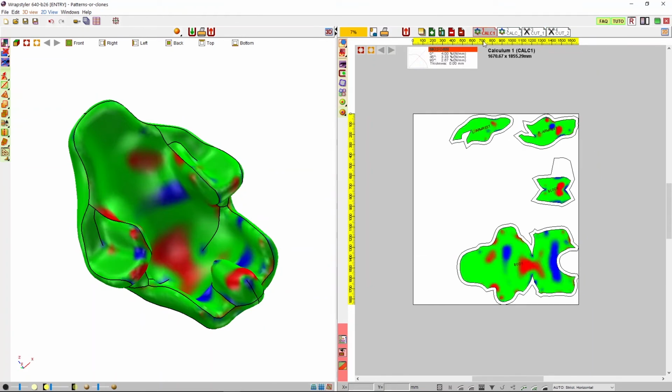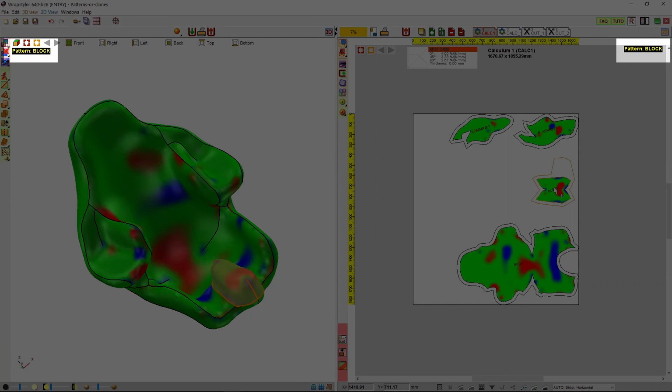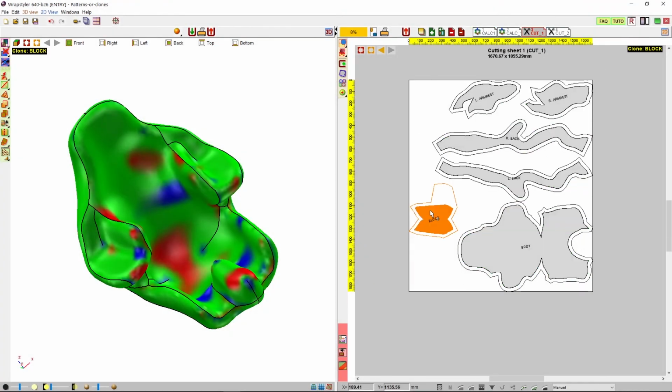When in doubt, simply hover over the element. Wrapstyler shows, in the corner of the 3D and the 2D views, if it is a pattern or a clone.